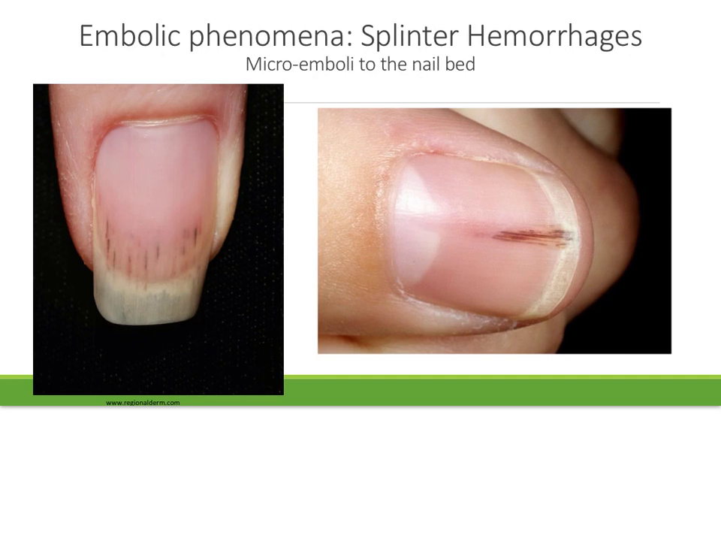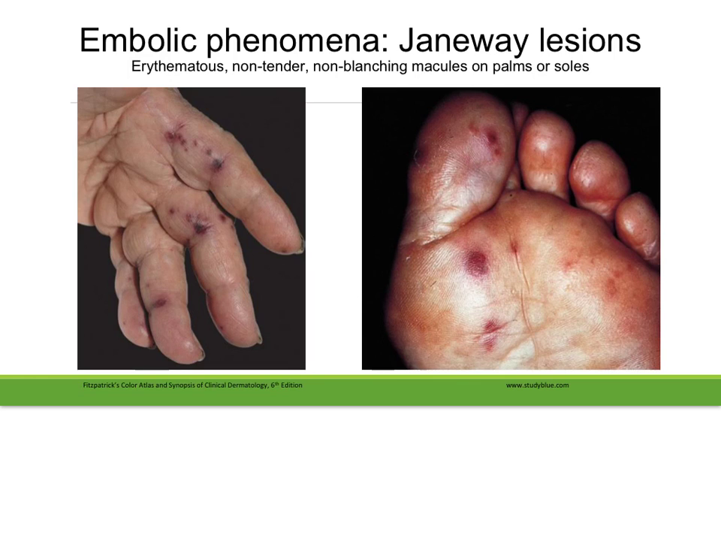So when you have a patient and you suspect infectious endocarditis, always look at all the nails on both the hands and the feet. The next physical exam finding from embolic phenomena are Janeway lesions. These are erythematous, non-tender, non-blanching macules on the palms and the soles. These are really in the meat of the hands, and again, they're non-tender. And remember that a macule means they're not raised.